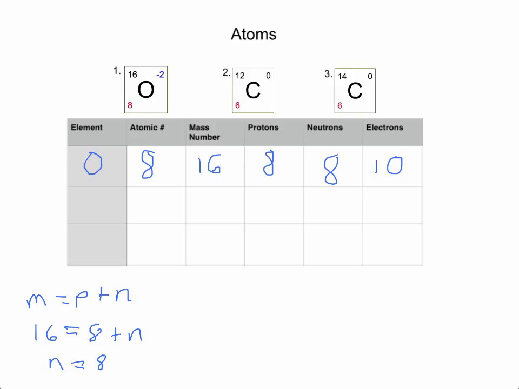The other way we can do this is the equation I gave on the previous page. Protons minus electrons equals the charge. So we have 8 protons minus electrons, which we don't know, equals negative 2. And then when we solve for electrons, electrons equal 10. Remember, the numbers for protons, neutrons, and electrons must be positive numbers because we are counting the number of particles, and you can't have less than 0 particles.